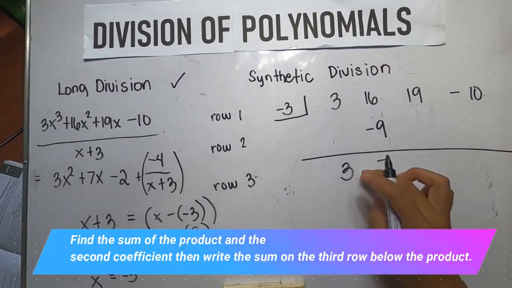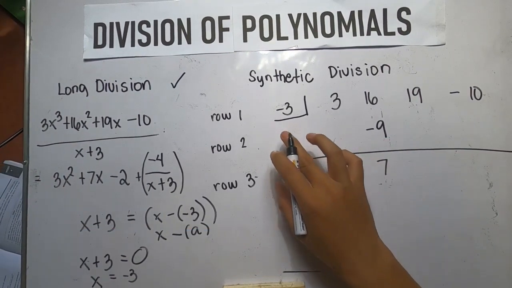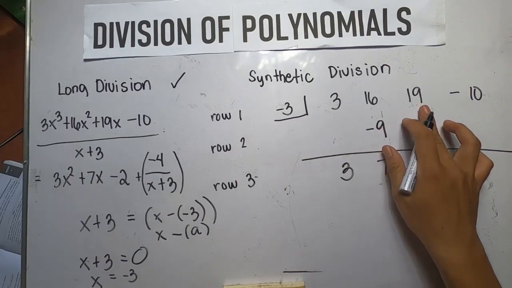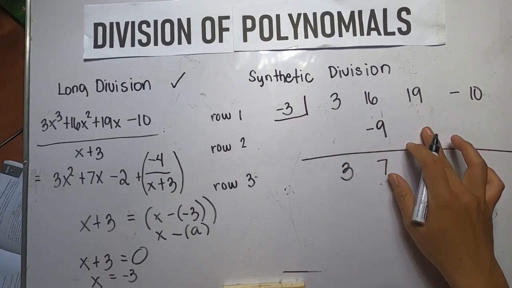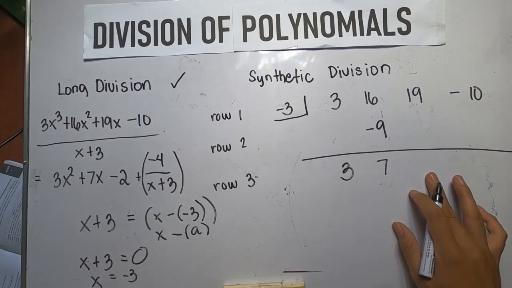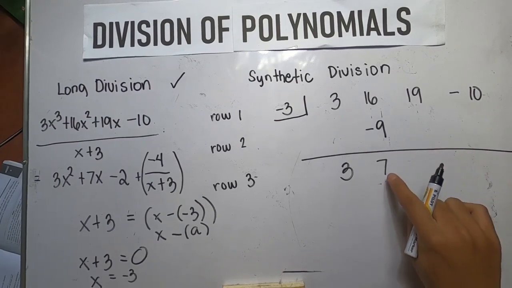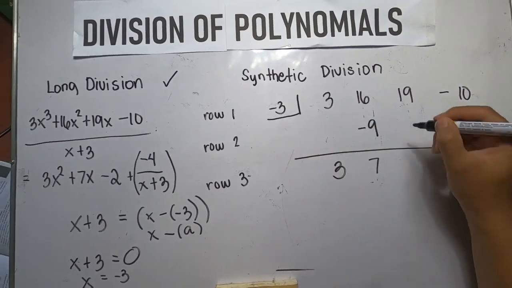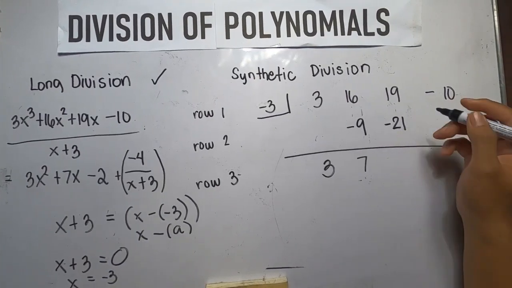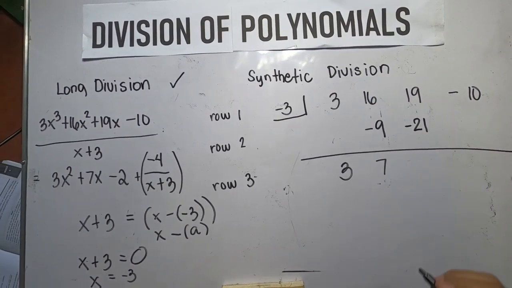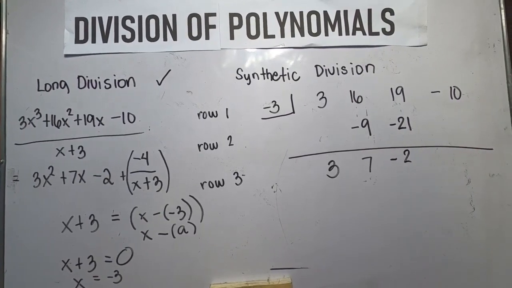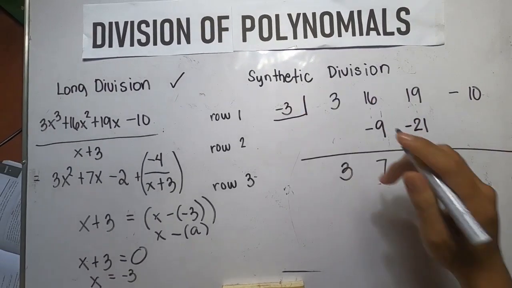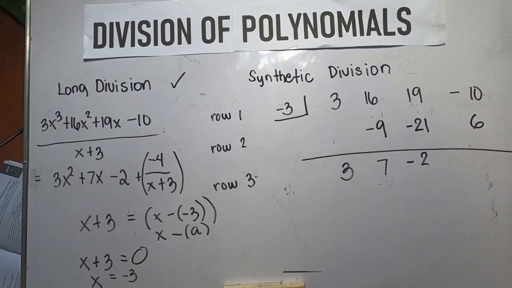Multiply this sum by a. Add the product to the next coefficient and write again the new sum on the third row, and so on. We will repeat the process. 7 times negative 3 is negative 21. 19 plus negative 21 is negative 2. Negative 2 times negative 3 is positive 6.